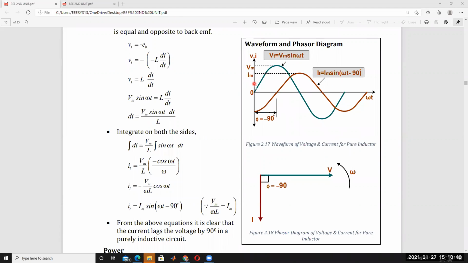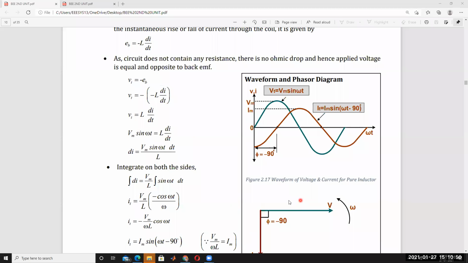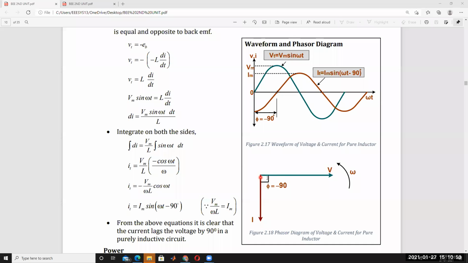There is no change in the voltage phasor. It starts from 0, that's why voltage is the reference. Understood? We have to take voltage as the reference, and then current lags the voltage by 90 degrees. So here we say voltage leads the current by 90 degrees, or current lags the voltage by 90 degrees.